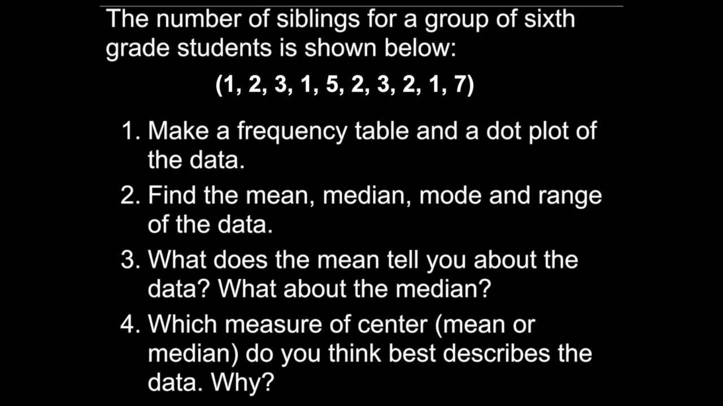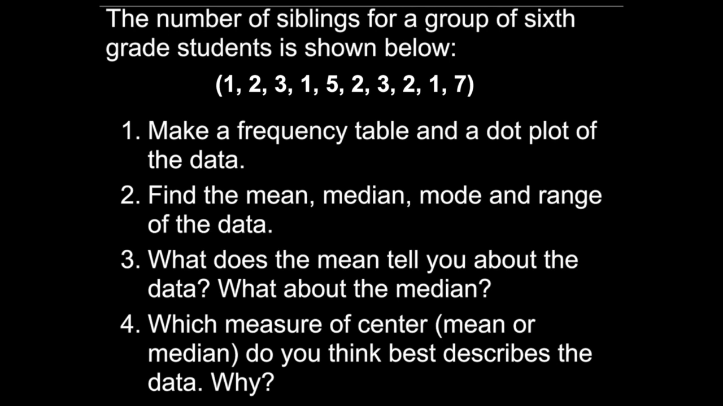So the next thing we want to do is talk about what I now know about my data. The mean was 2.7 and the median is 2. So what does the mean actually tell me? Well, it tells me that if I squished everybody's siblings into one big bucket and distributed them so that everybody got exactly the same, we would each have 2.7 siblings.